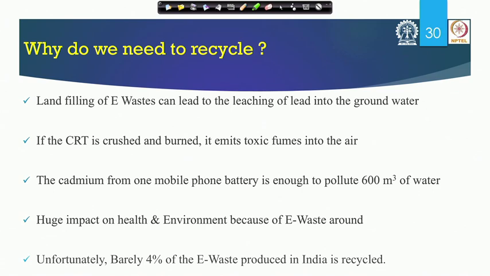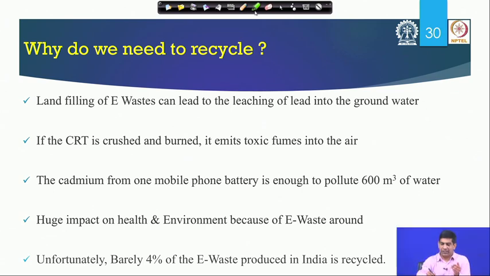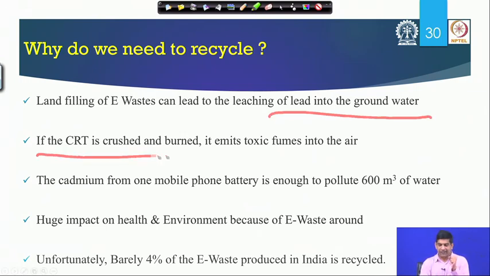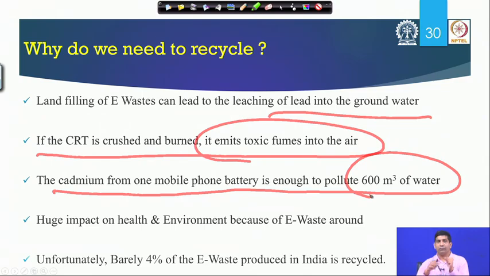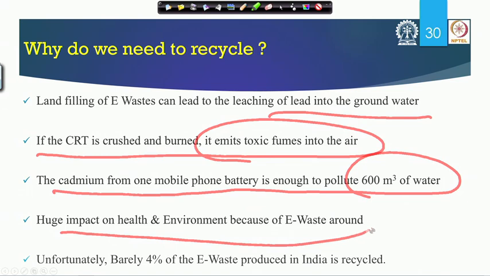Landfilling of e-waste can lead to leaching of lead and other things into the groundwater. Lead is just used as an example here. So that goes into the groundwater. If the CRT is crushed and burned, it may emit toxic fumes. Cadmium from one mobile battery is enough to pollute 600 cubic meters of water. So the cadmium present in your mobile phone, if it becomes available in a river, can pollute 600 cubic meters of water. Think about that.